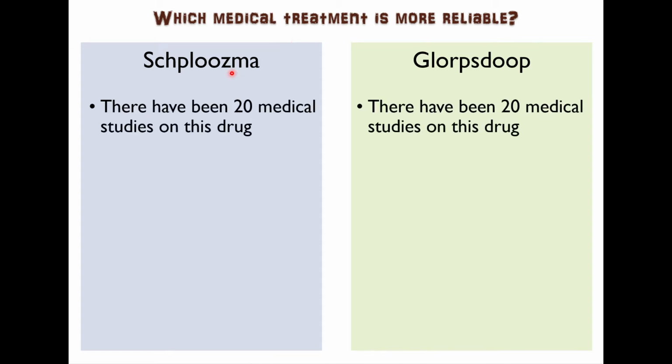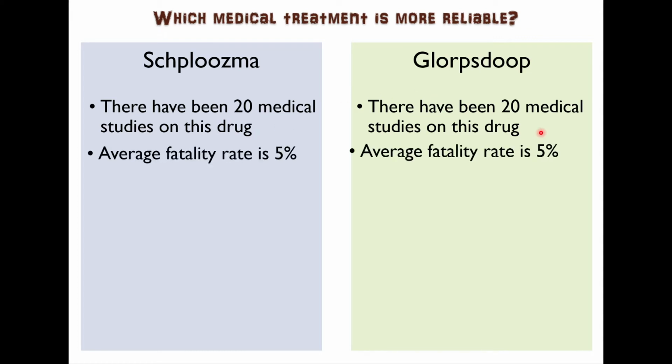Do you know that with Spluesma there have been 20 medical studies on this drug, and the same is true for Glorpsdup? The average fatality rate for Spluesma is 5%, and the average fatality rate for Glorpsdup is 5%. You're in charge of public health and deciding where the money goes. Which drug do you suggest? There's not enough information, is there? They seem to be pretty similar, but in reality, one of them is more dangerous than the other.